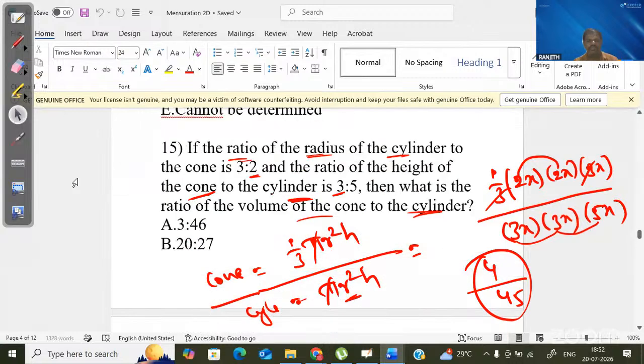What is here? The ratio of radius of cylinder and cone. In both the cases, we are having radius R and R. Radius of cylinder is 3 times and radius of cone will be equal to 2 times. And the height of cone to height of cylinder will be cone equal to 3 times and cylinder equal to 5 times. In all the cases x is cancelled, 3 is cancelled, 1/3, and we are left with 2 2s are 4 and 3 3 3s are 9, 9 5s are 45. So the answer will be equal to 4 by 45.